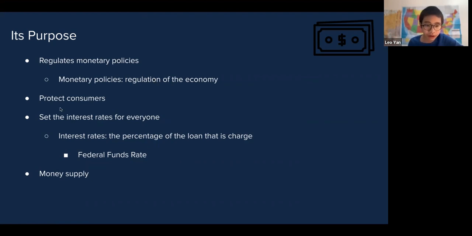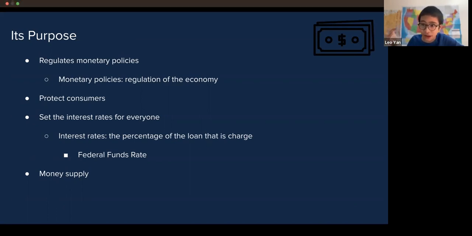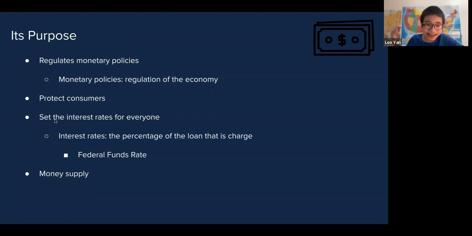They also protect consumers. Of course, they only protect the consumers of the country that they're based in. One way of protecting consumers is that they examine products and they make sure that the economy is doing well, and they will try to fix the economy, which is the next one. So they set the interest rates for everyone.